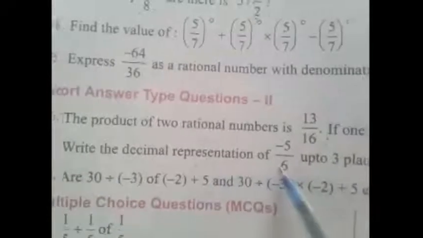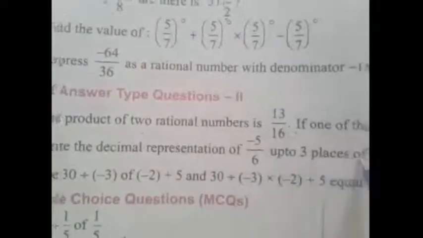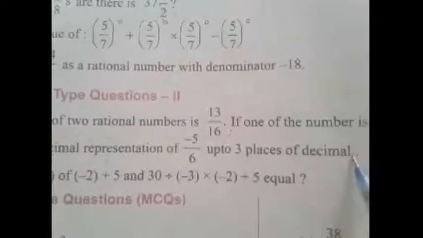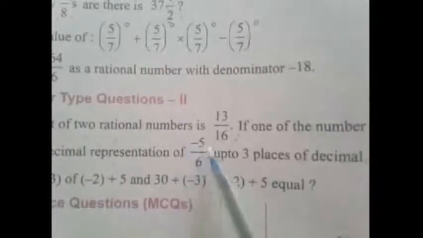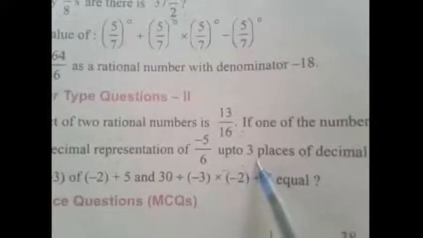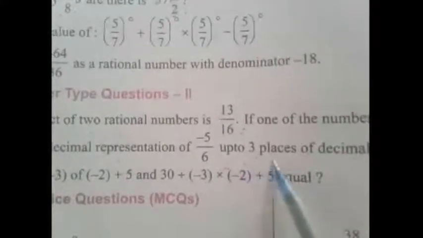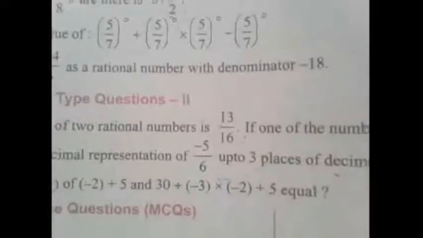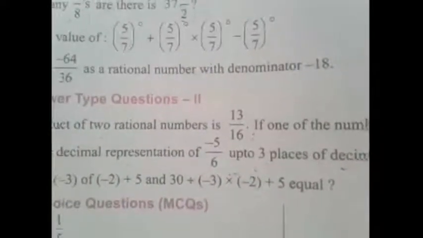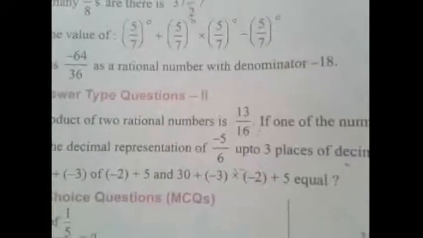Next question is question number 7. Write the decimal representation of this up to 3 places of decimal. It means minus 5 upon 6, we have to find the value up to 3 decimal places. So minus 5 upon 6, minus 5 is divided by 6. So let us see how we can do this question. Minus 5 is divided by 6.